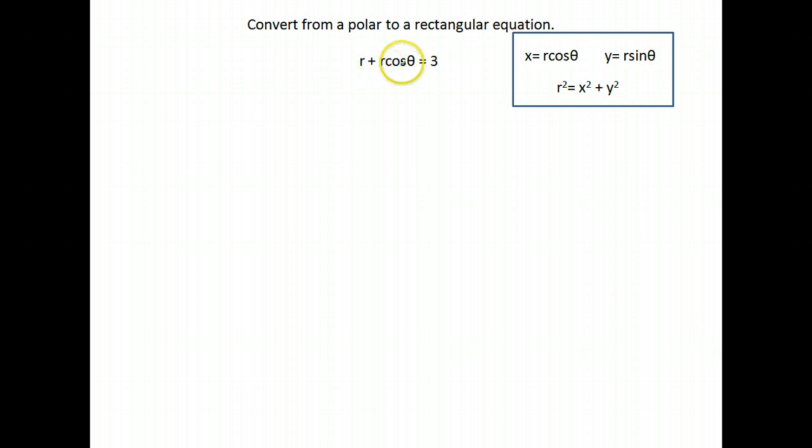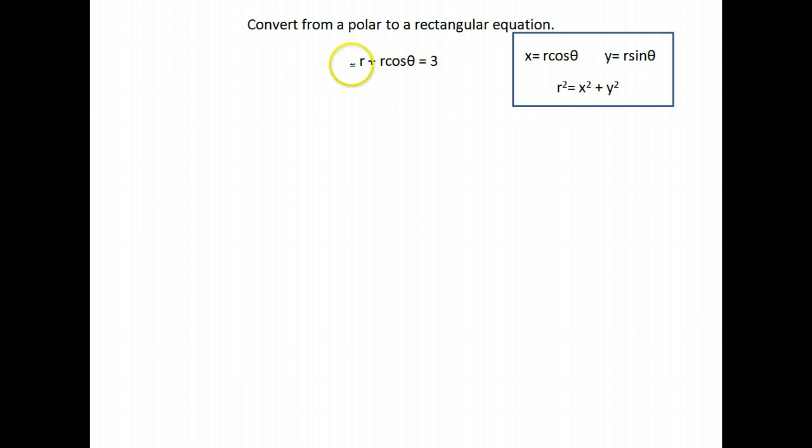Here we have r plus r cosine theta equals 3. Again, we want to decide what we need to do. We want to get rid of all the r's, we want to get rid of that cosine theta, and we want to just have x's and y's. Well, again, we have this issue of just a plain r, so we need to either have it be an r squared, or we need to have a cosine somewhere.